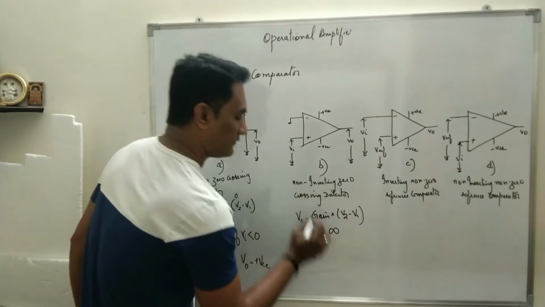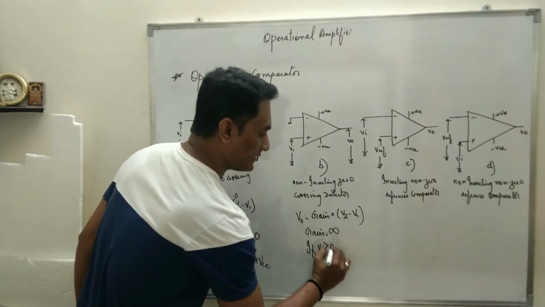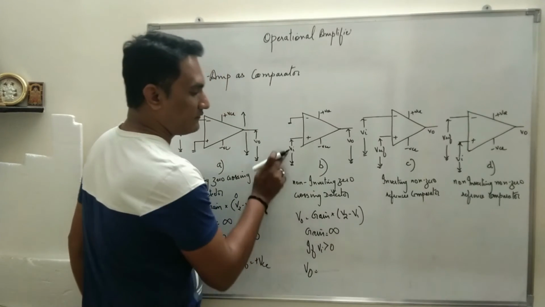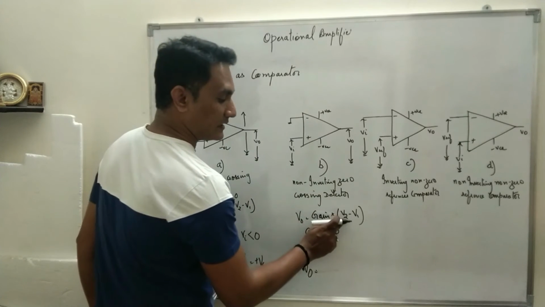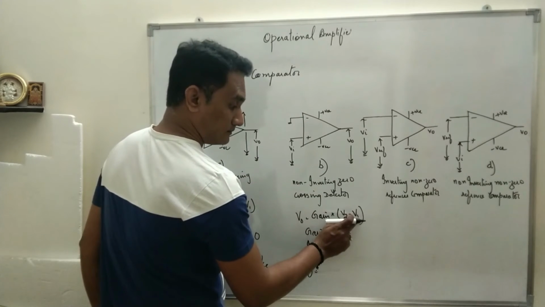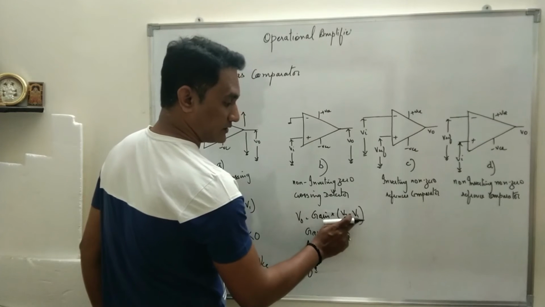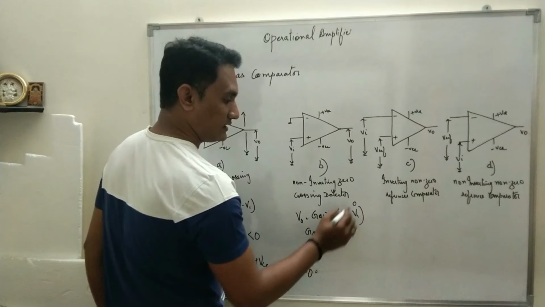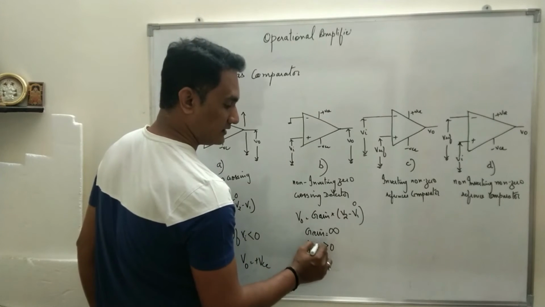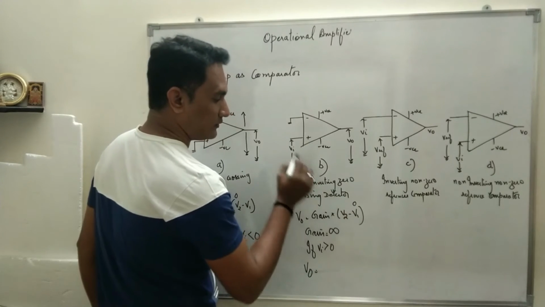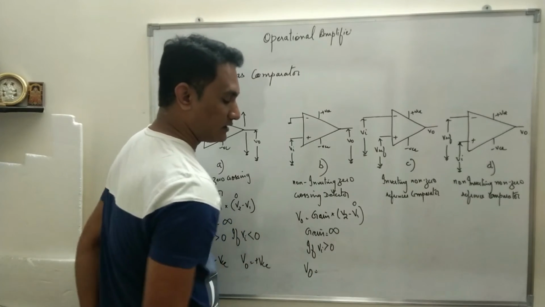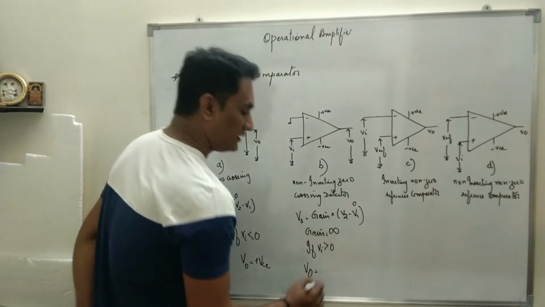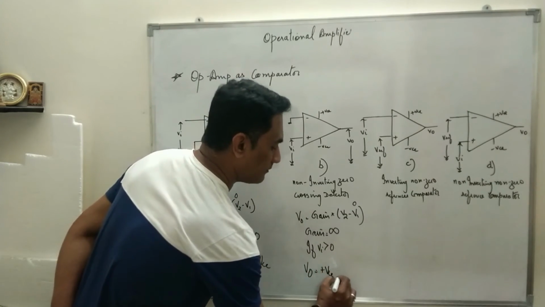Now if here we say Vi is greater than 0. What is Vi? Vi is applied to the non-inverting terminal. That means V2 is greater than V1. V1 is ground, so here the potential is 0, and V2, the potential applied at V2, is Vi, which we have considered to be greater than 0. So if it is greater than 0, the difference will be positive and V0 will be plus VCC.